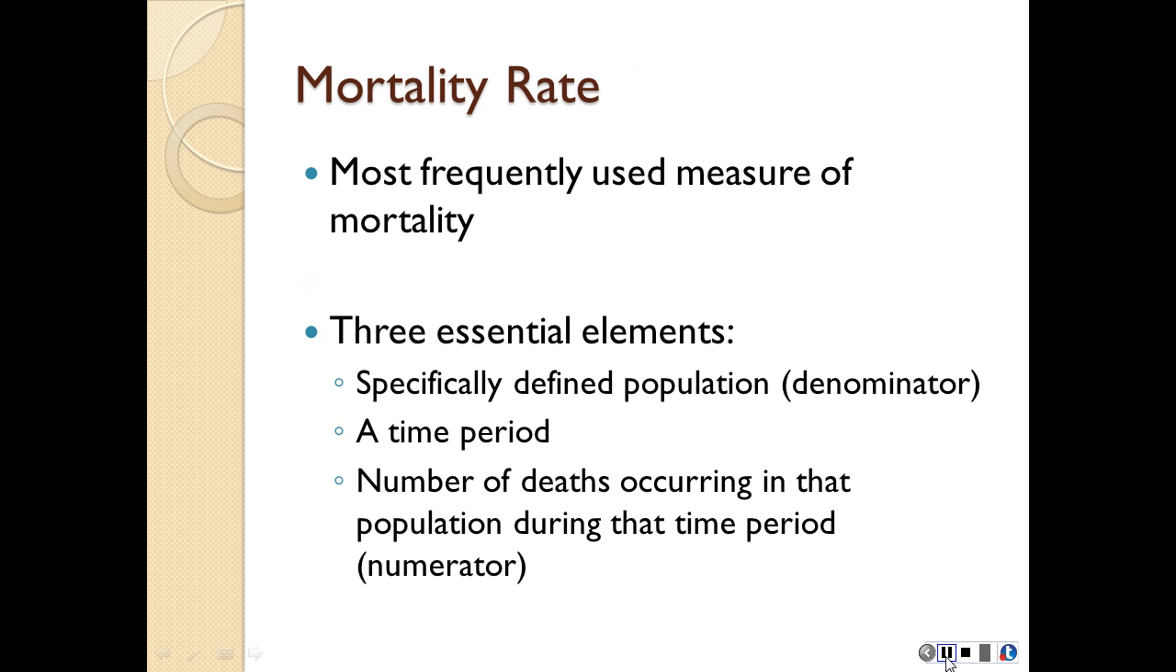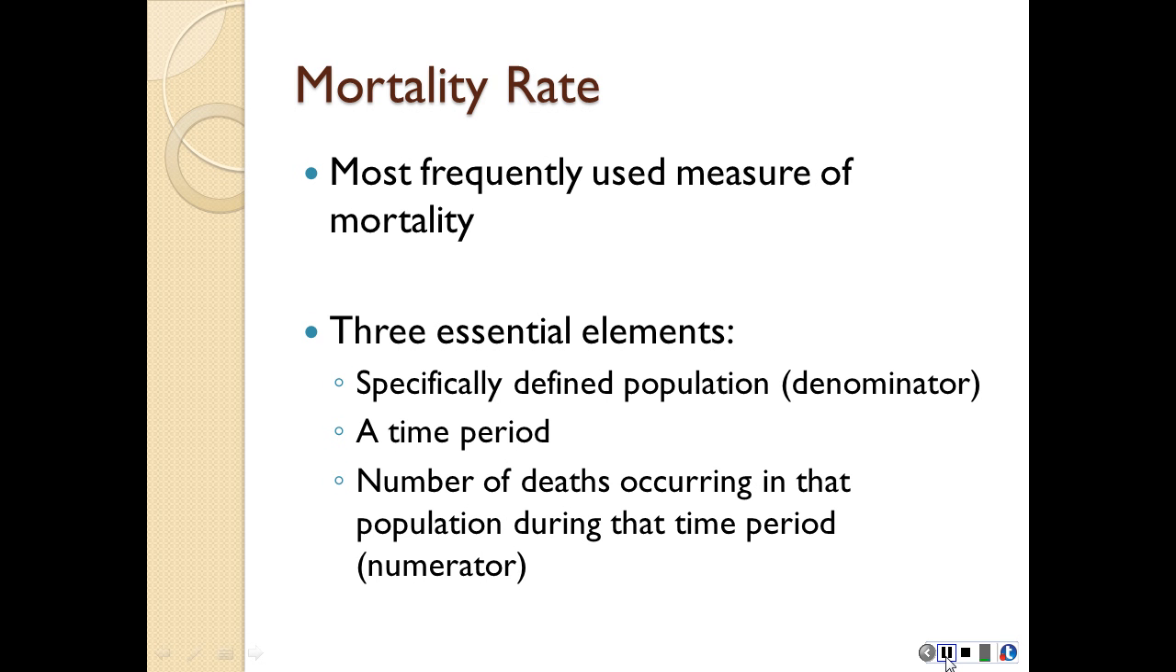So the mortality rate is what we usually talk about when we talk about mortality statistics. When you're talking about mortality rate, you always have to have a specifically defined population. It could be the mortality rate within the United States, where your denominator would be every single person in the United States. Or it could be the mortality rate within a particular hospital, or the mortality rate for a particular disease.